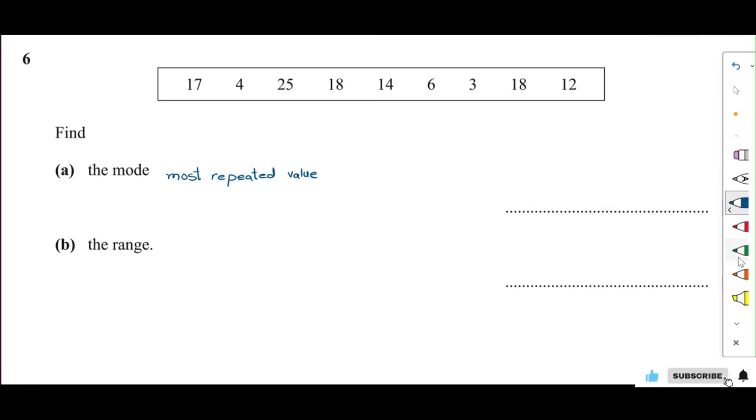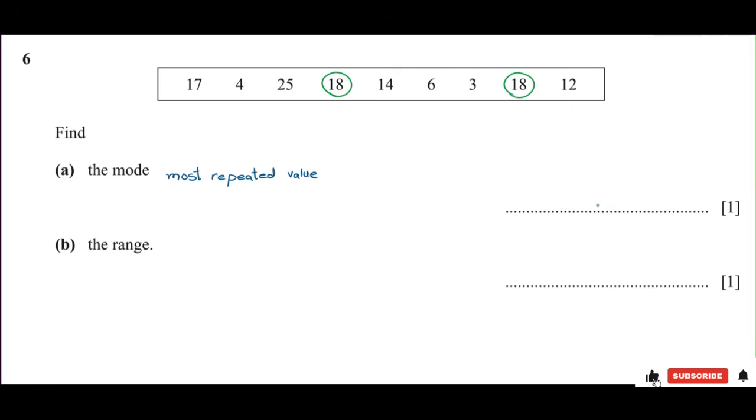So which one is the most repeated one? Okay, so the data is 17, 4, 25, 18, 14, 6, 3, 18, 12. So 18 repeats twice. So the mode is 18.